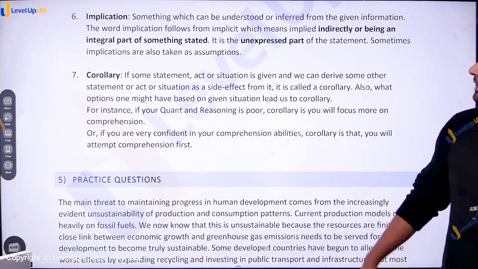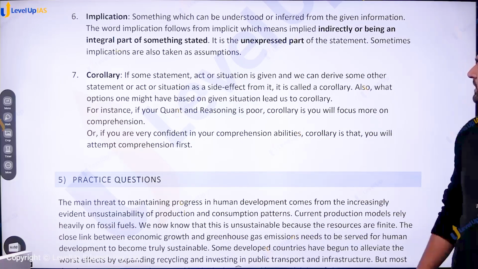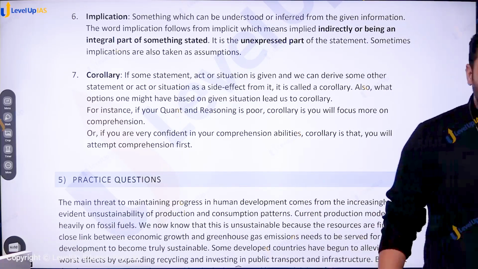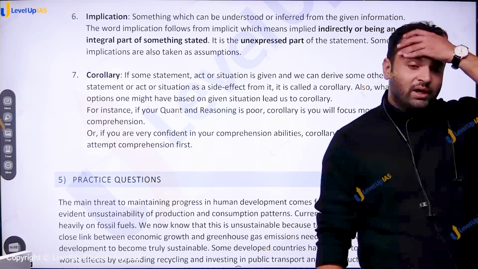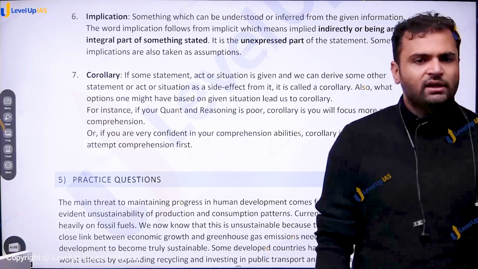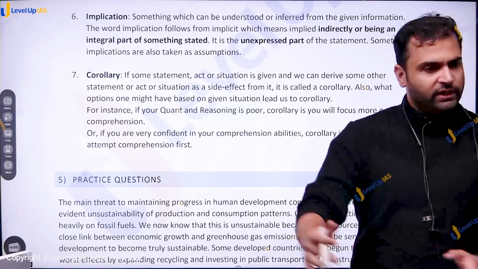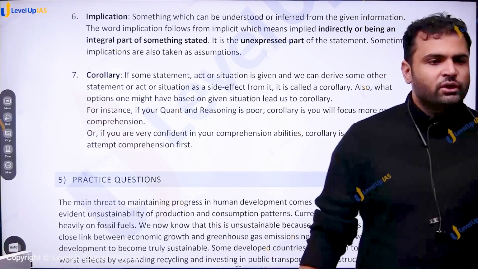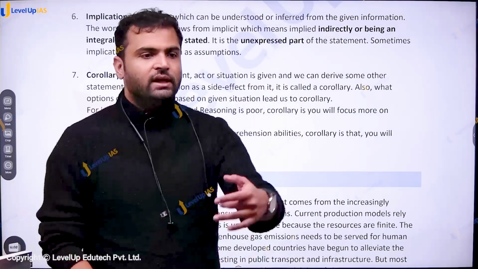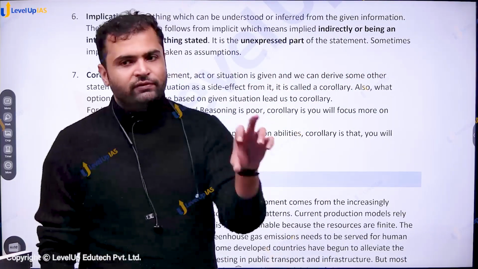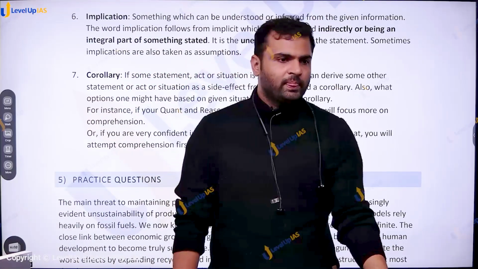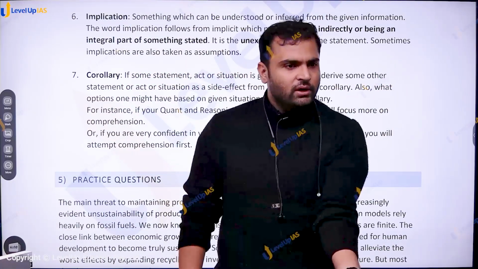Corollary is some statement or act or situation given and we can derive some other statement or act or situation as a side effect from it. So he has given some arguments and as a side effect some other thing which may be unrelated or related follows from the given thing, corollary. This leads to that. In mathematics you might have studied in your schools that there are some theorems and there are some corollaries that follow. After a theorem they prove that theorem and corollary is something that follows from the theorem. If this is happening, then the next step would be this.